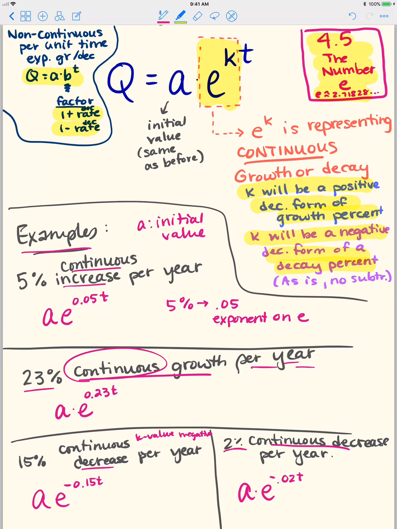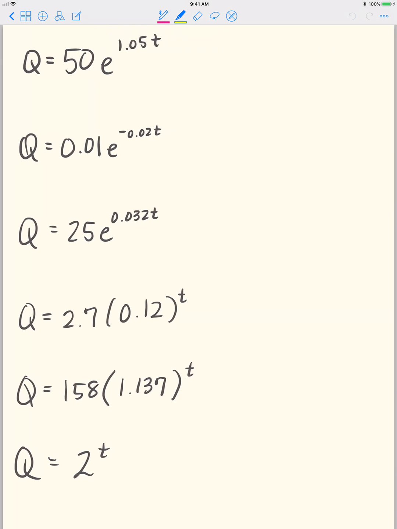So all you're doing differently, instead of a factor where you have to add or subtract to indicate a growth or decay, you just take the decimal form of the percent, and then you put it as a power on the number e. e becomes the base instead of a factor, and then it just gets the exponent of the increase. And then if it's a decrease, it'll have a negative exponent on it. Okay? So here's a few examples comparing some of the things that we've done before.